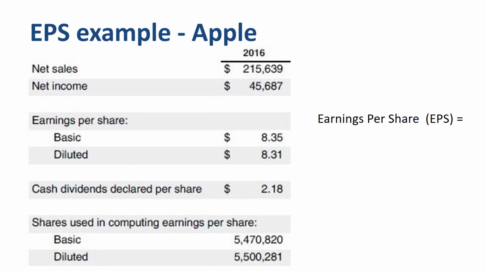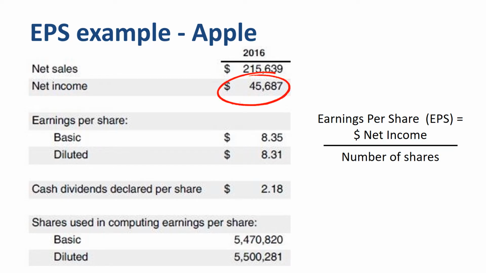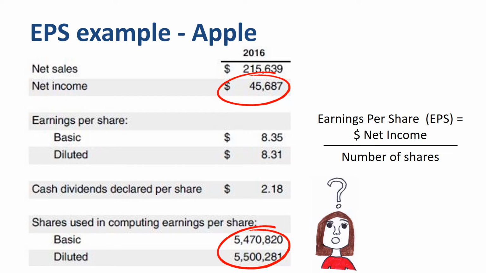The formula for earnings per share is to take the net income and divide it by the number of shares. EPS is therefore the proportional part of total profits that is attributable to you if you own 1 unit of a company's stock. Apple's net income was 45.7 billion, but how many shares did Apple have on average in 2016?